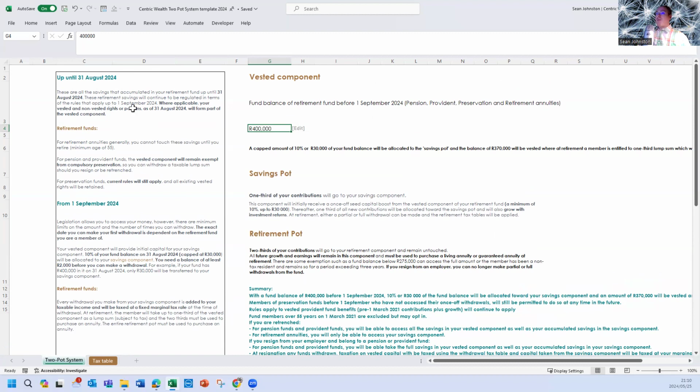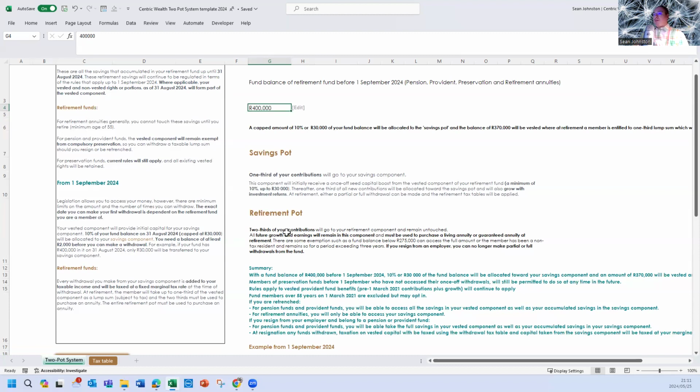If you do resign or change jobs, as I said before, there are three decisions you can make regarding the funds that belong to a pension or provident fund. You've got the retirement pot. 2/3 of your contributions will go towards your retirement component to remain untouched. All future growth and earnings remain as components and must be used to purchase a living annuity or guaranteed annuity at retirement. There are some exemptions, such as a fund balance below 275. And if you've been a non-tax resident for a period of 3 years, you basically emigrate, then you can access your funds through the South African Reserve Bank. You can open up a block account, etc., and you'll be taxed.